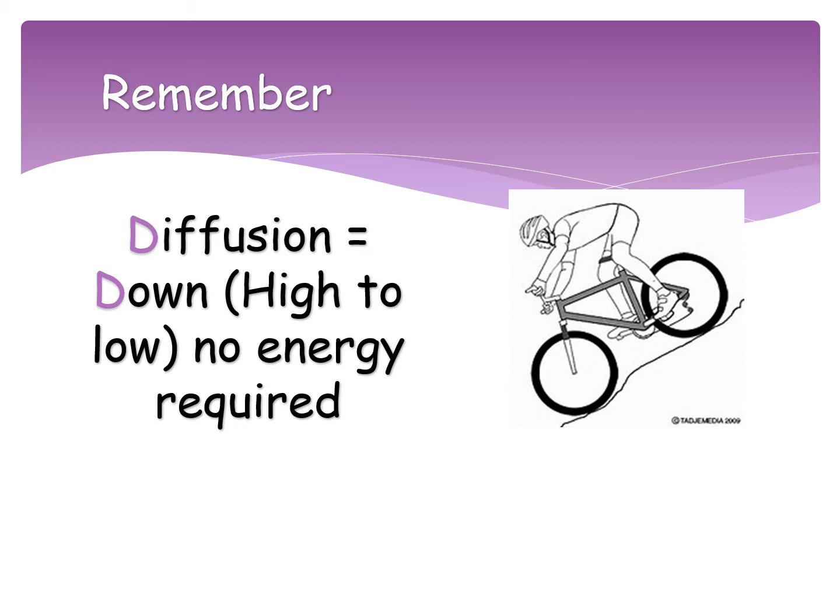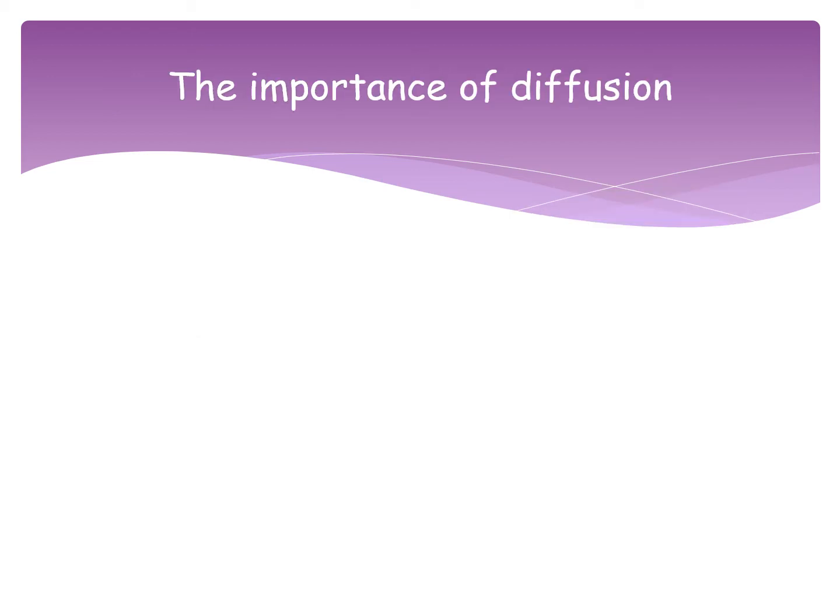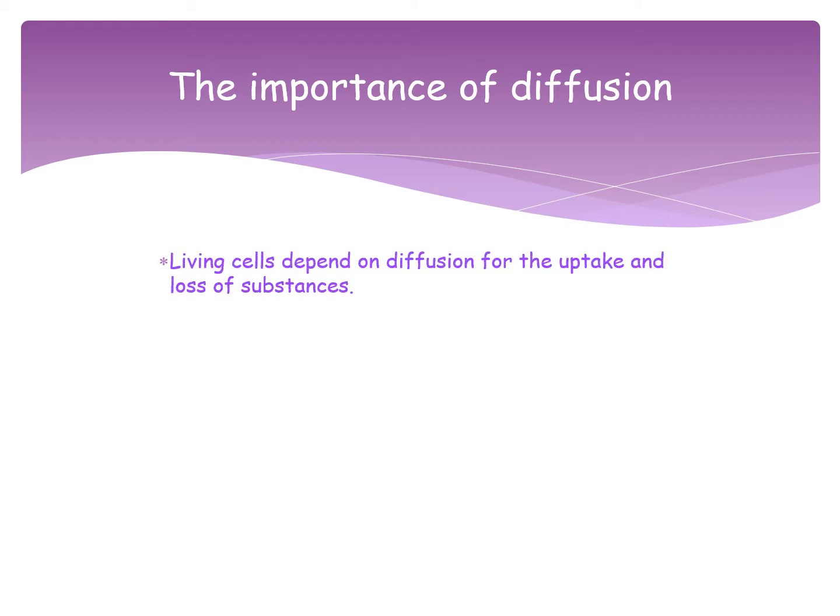So you're moving from your high region of concentration to your low region of concentration, down the concentration gradient, and it's passive, it's not requiring any energy, any pedaling. So why do we care about diffusion? Diffusion is very important because living cells depend on diffusion for the uptake and loss of substances. So without diffusion, we would not be alive.